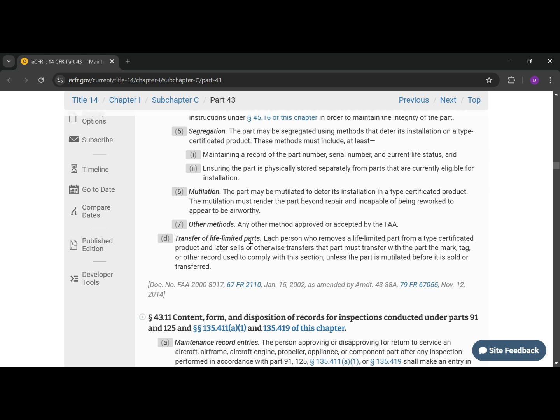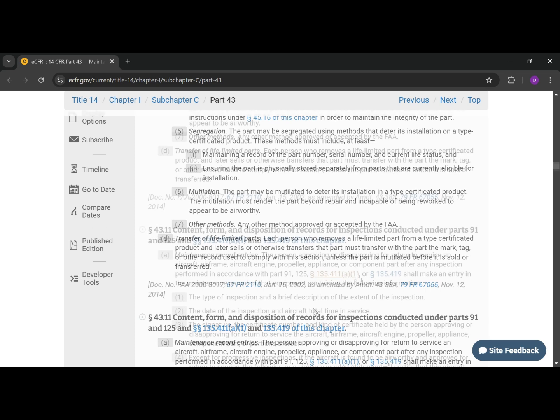Transfer of life-limited parts. Each person who removes a life-limited part from a type certificated product and later sells or otherwise transfers that part must transfer with the part, the mark, tag, or other record used to comply with this section unless the part is mutilated before it is sold or transferred.